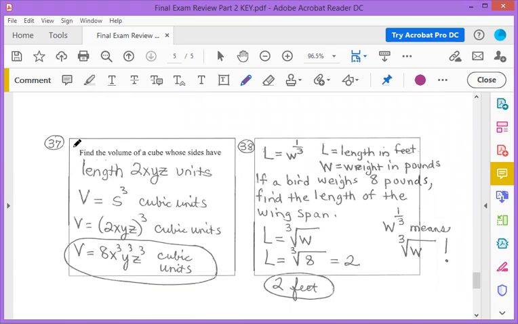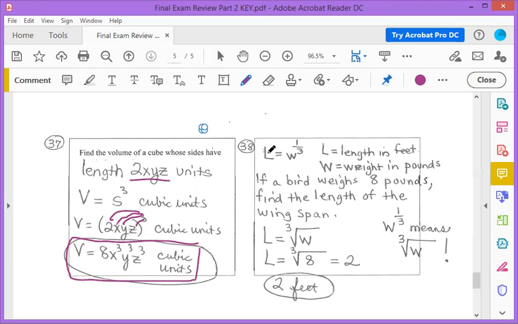For number 37, we have: find the volume of the cube whose sides have lengths 2xyz, and the volume formula is the side length cubed. So when we substitute this length, 2xyz, into the formula, it's just 2xyz to the third power. And that just means raise all of these numbers to the third power. So 2 to the third power gives us 8, x cubed, y cubed, z cubed. That's all we have, our volume.